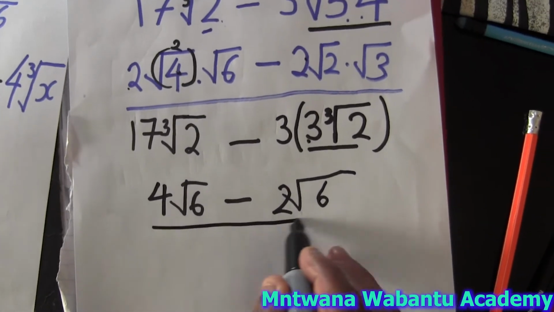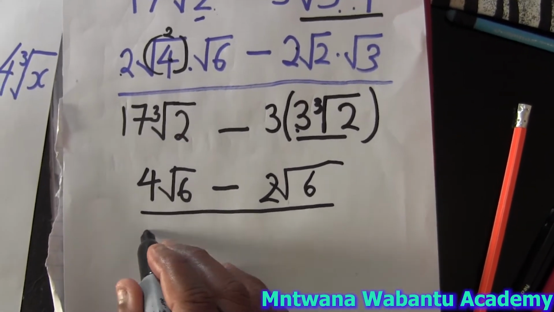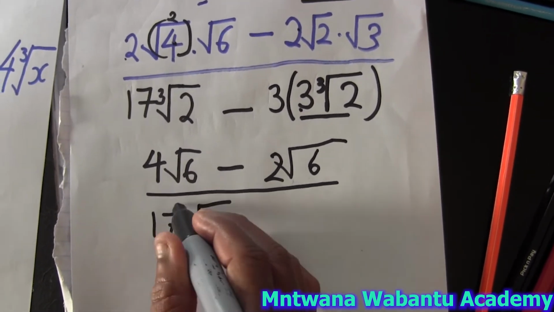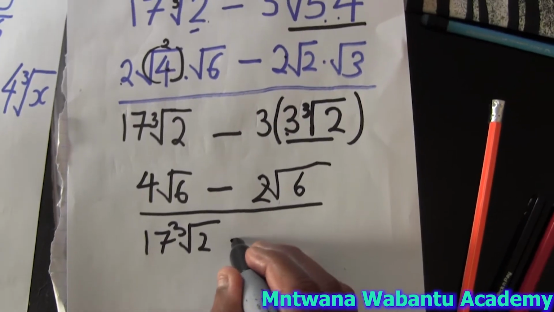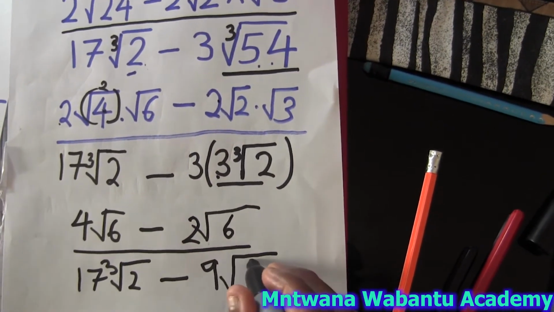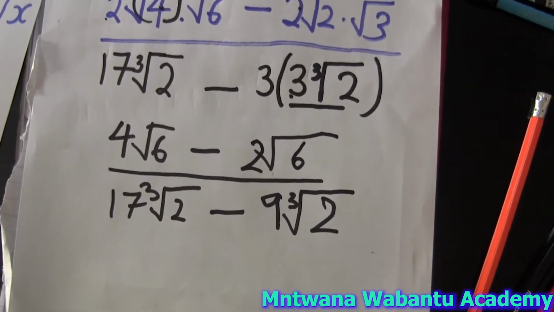So now I'm going to say, over. Now you see, this is going to be 17, and then I get 2 cube, and then minus 3 times 3 equal to 9. And then this is going to be 2, but it's cube root. So you see, these are like terms. You know what I'm saying?